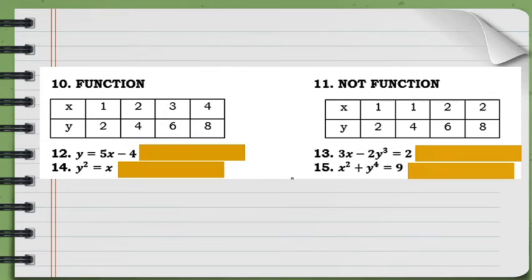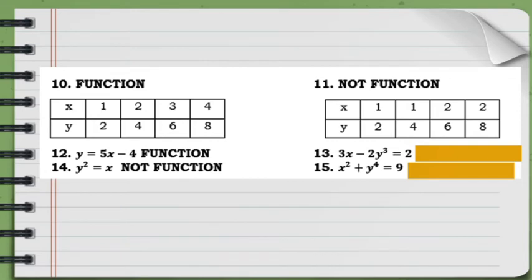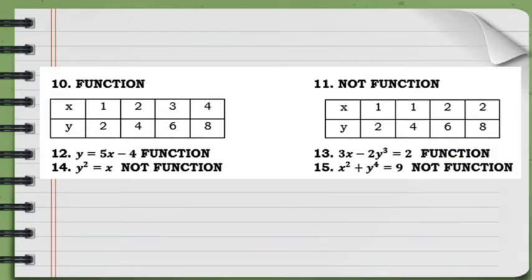Next, dito tayo sa equation. Kapag equation, kailangan ang y ay odd number. Kasi kapag even, ay not function. So, dito, dahil ito ay 1 ang exponent niyan, function. Dito naman, dahil ito ay 2, not function. Dito naman, odd yung ating exponent, ibig sabihin function. Yung 4, even, not function. So, ganun lang siya pag-determine kung function or not function yung given relation.